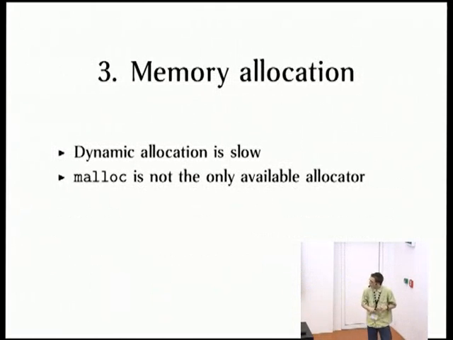I'll add one more thing on memory optimizing. Dynamic allocation of memory is generally slower than static allocation, which is usually not considered when programming applications. And it's also worth mentioning that the standard function to allocate memory, malloc, from the standard C library is not the only available allocator. There are many others which are worth trying and comparing.